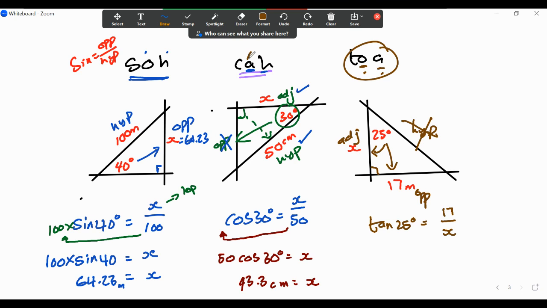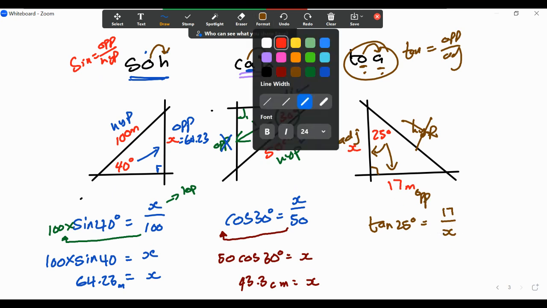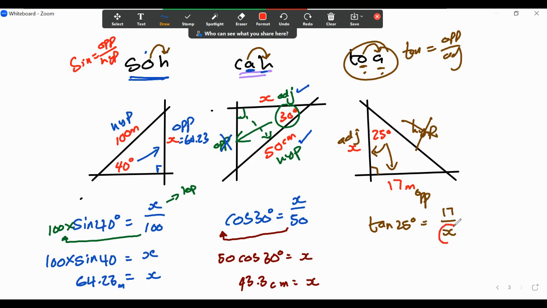Notice it's the first letter over the second letter, first letter over the second letter. So this is going to be tan equals opposite over adjacent. If you know what the opposite is, it's 17, adjacent is x. Again, we have the unknown at the bottom. When the unknown is at the bottom, we just swap it.